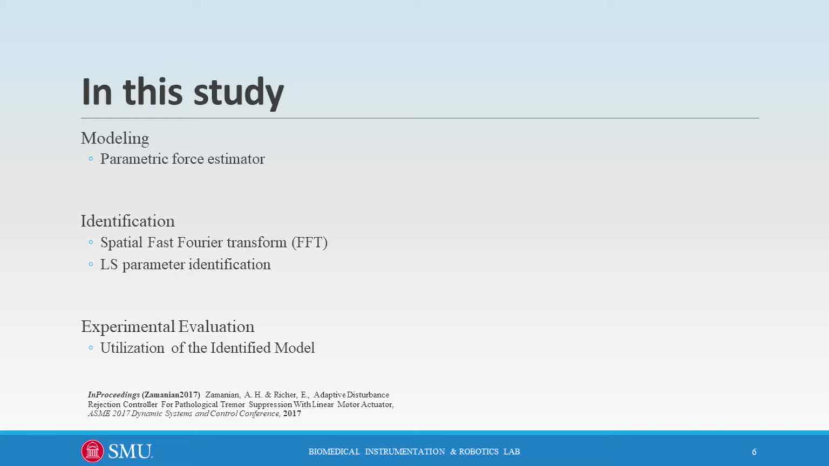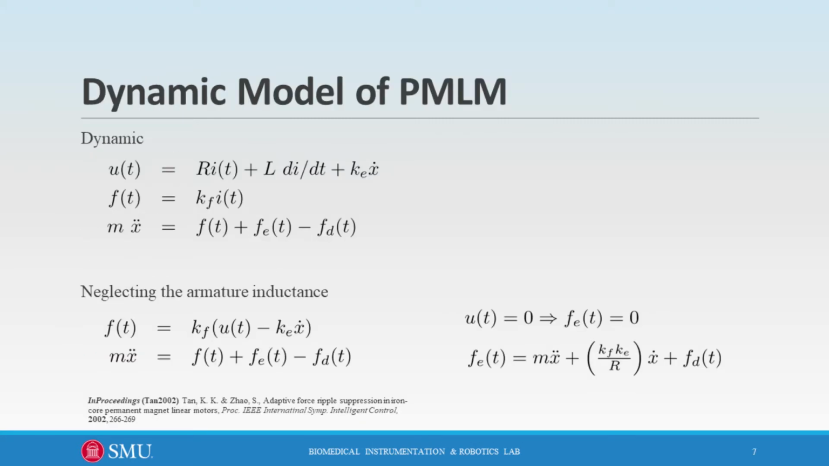So we provide a parametric model to be able to estimate the undesired forces, and then we try to identify the parameters in the model by application of spatial fast Fourier transform and least square parameter identification. And at the end, we made an experimental evaluation, and we utilized this model in a controller and investigated how much reduction we had. The dynamic model of a PMLM can be presented in the following equations.